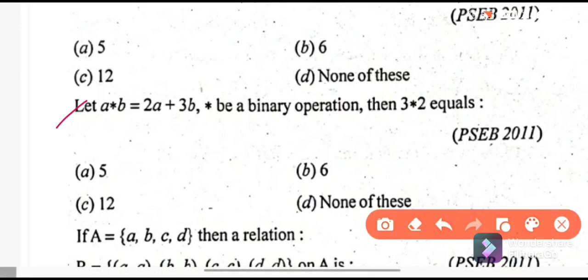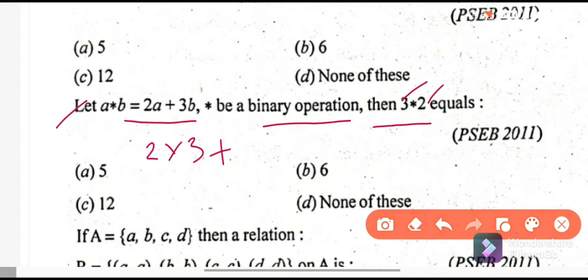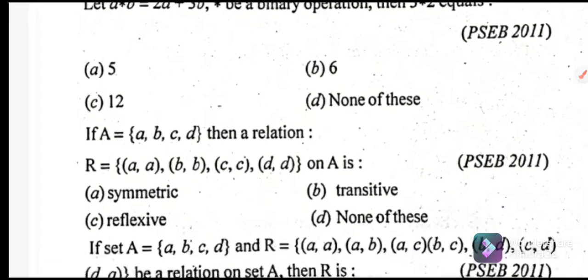Next question is also similar. A star B is equal to 2A plus 3B and star is a binary operation, then 3 star 2 equals... Now A is equal to 3 and B is equal to 2. Put the values: 2 multiplied by 3 plus 3 multiplied by 2. Then again it is equal to 12. So the answer is option C.